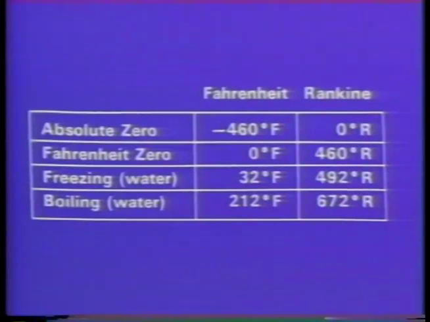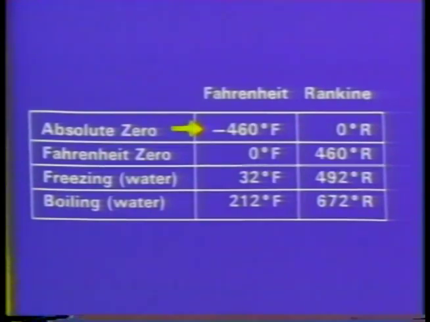So the conversion formula from Fahrenheit to Rankine is degrees Rankine equals degrees Fahrenheit plus 460. And to convert Rankine to Fahrenheit, it's degrees Fahrenheit equals degrees Rankine minus 460. This chart shows the relationship between the Fahrenheit and Rankine scales.